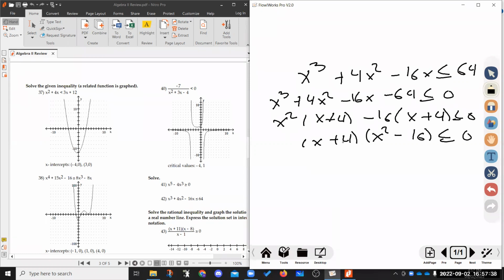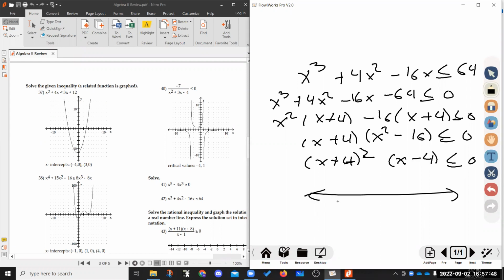Going to have a repeated root of x plus 4. So we have -4 has a multiplicity of 2. It's going to touch there. +4 is going to have a multiplicity of 1. It's going to cross there.